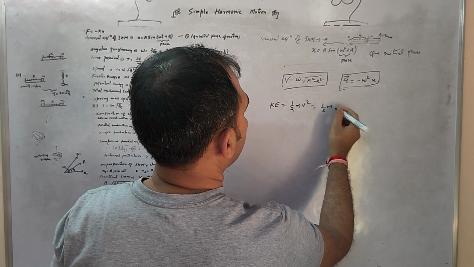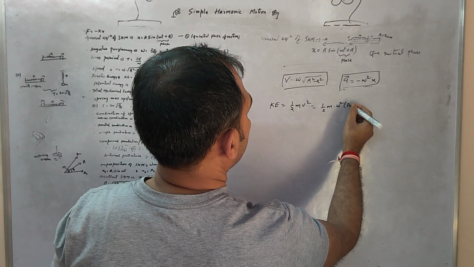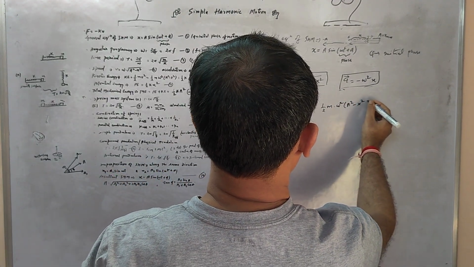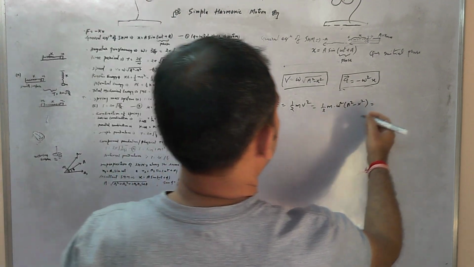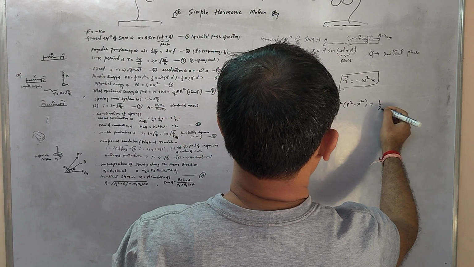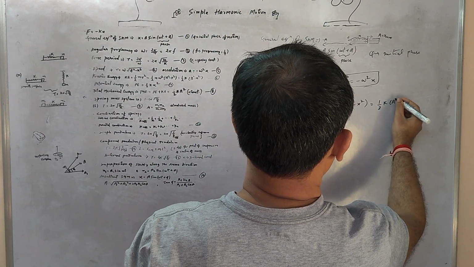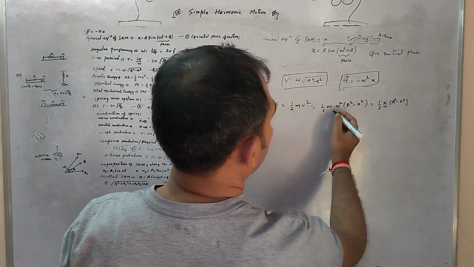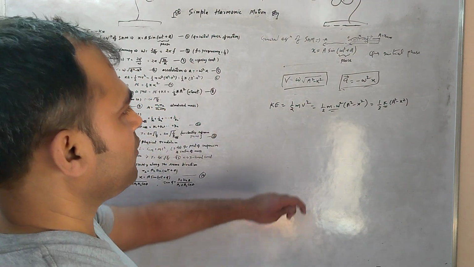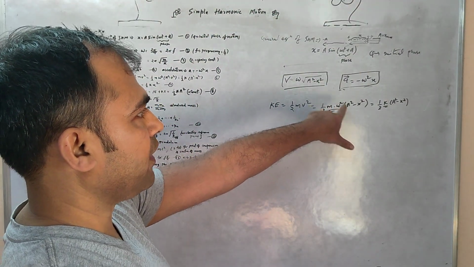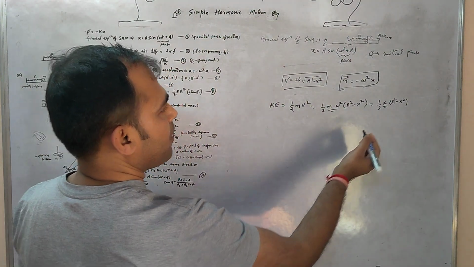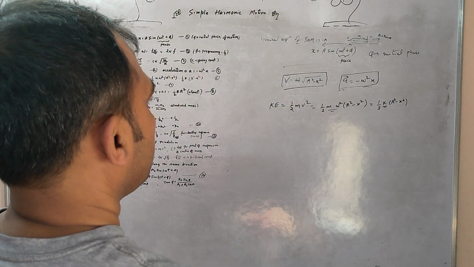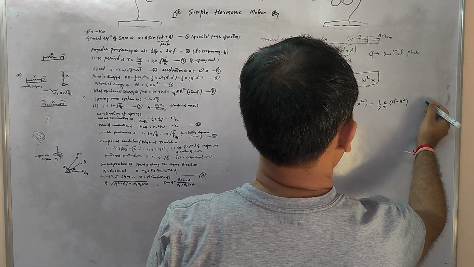So half m omega square into a square minus x square. This will be half k into a square minus x square. This k will be equal to m omega square. We have seen it already while finding the value of force f. So k will be equal to m omega square. So again there is no issue.